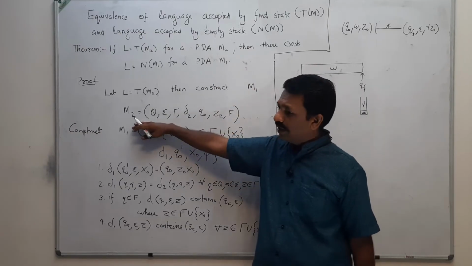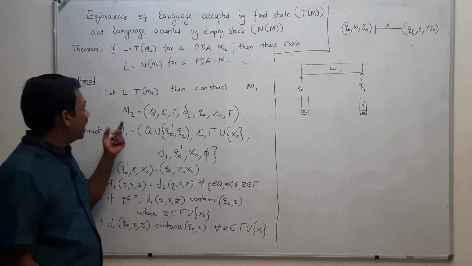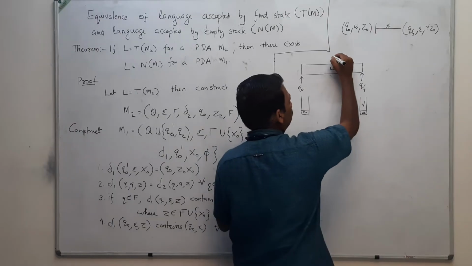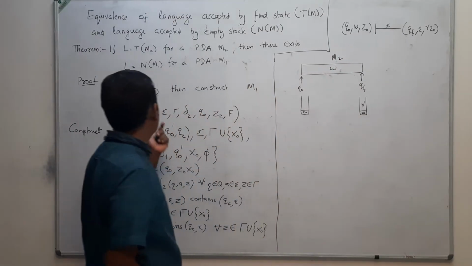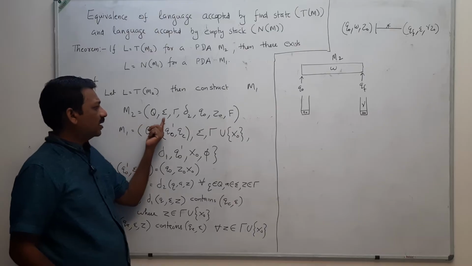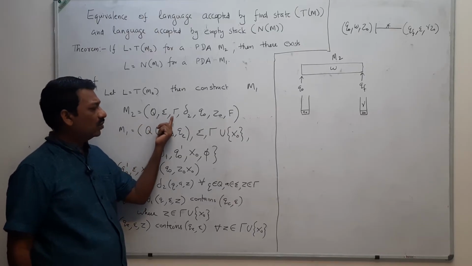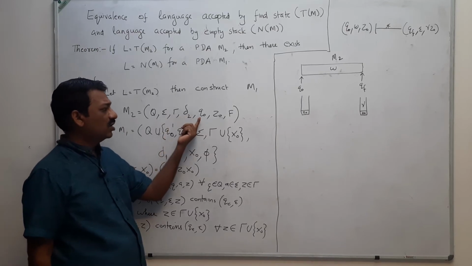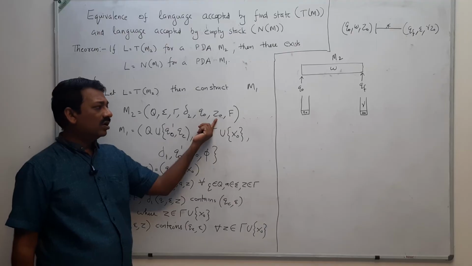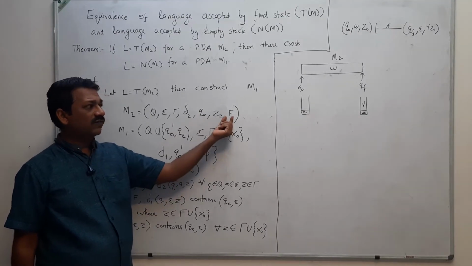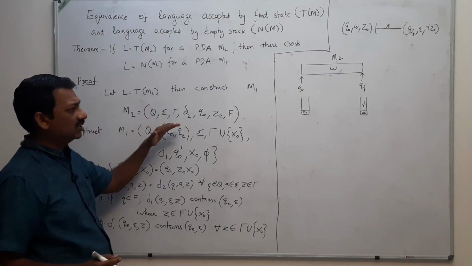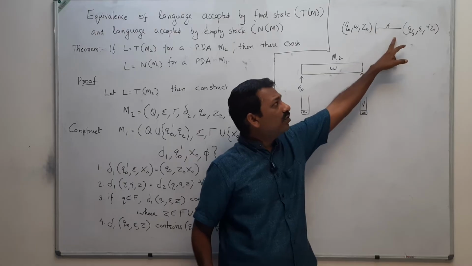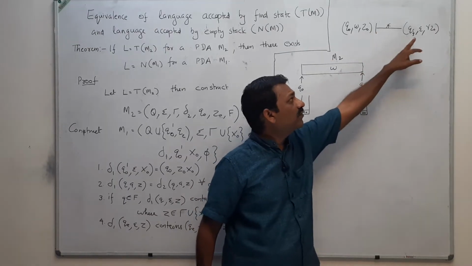And M2 is also a language accepted by final state. Here you have a set of states, sigma is the input alphabet, tau is the stack alphabet, delta 2 is a transition function, Q0 the start state, Z0 the bottom of stack marker, and F is a set of final states. This is accepting if Q0, W, Z0 in one or more steps reaches QF, the final state.